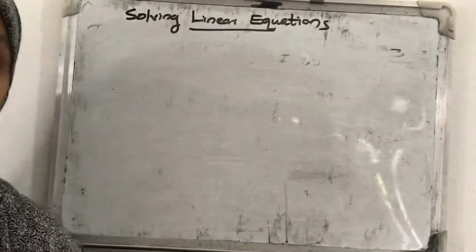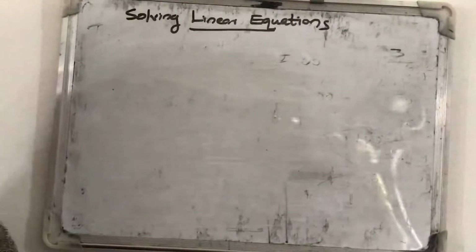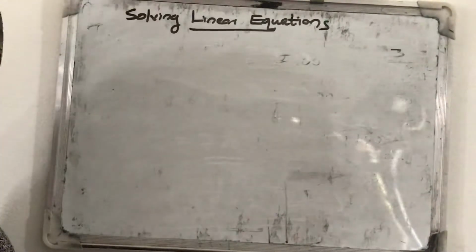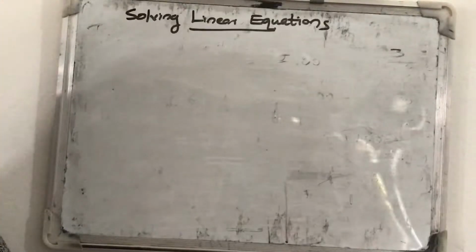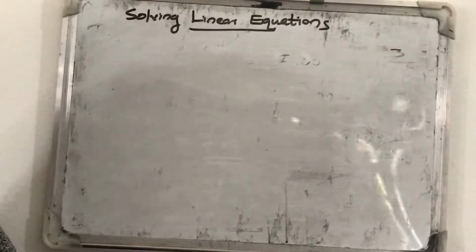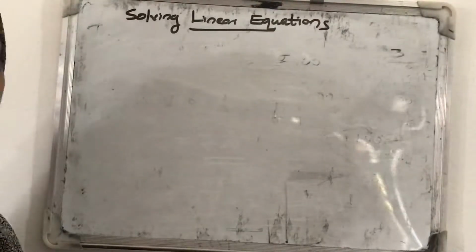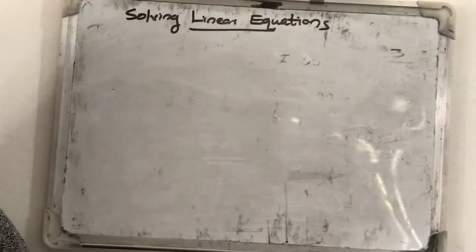Good morning all. Today we can discuss solving linear equations. Solving linear equations means finding the roots of the equation, or finding the solution of the equation. There are two methods for solving a linear equation. The first one is balancing the equation, and another method is the transposing method, or transposition method.